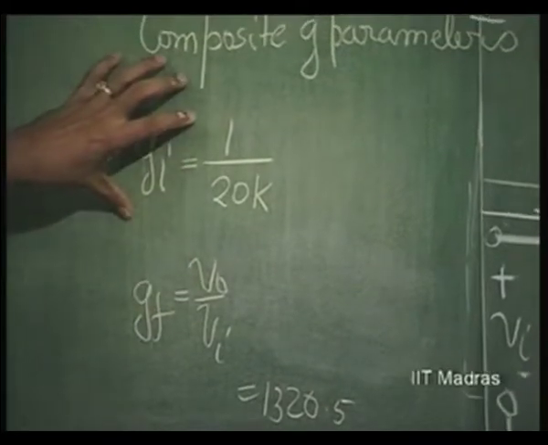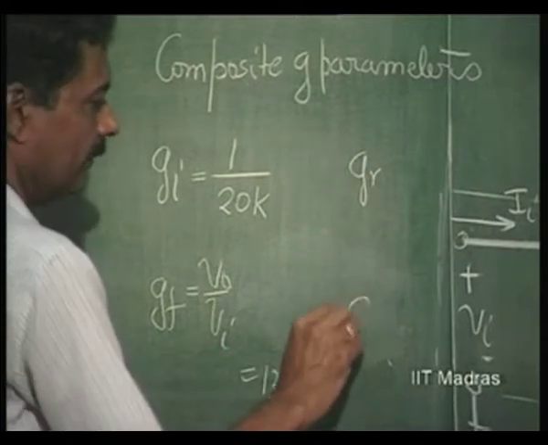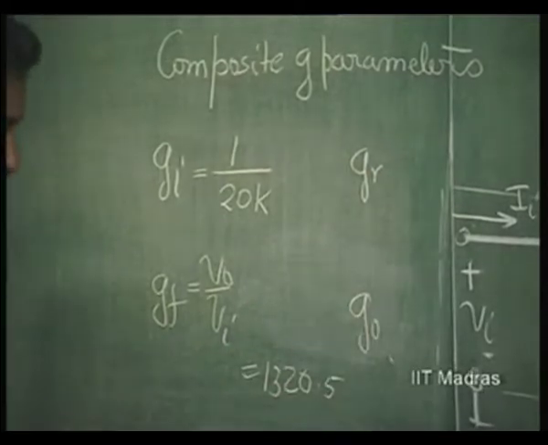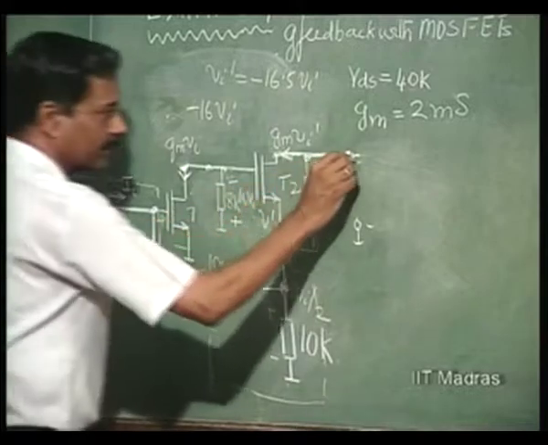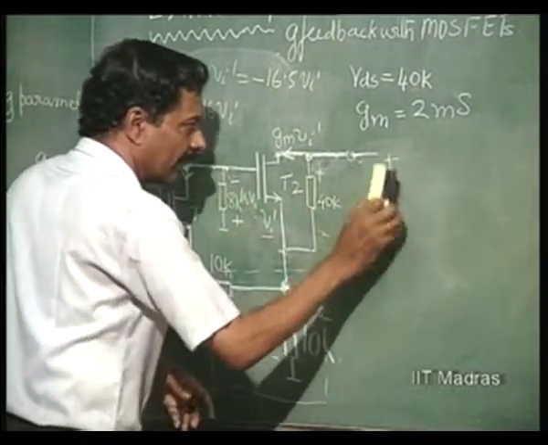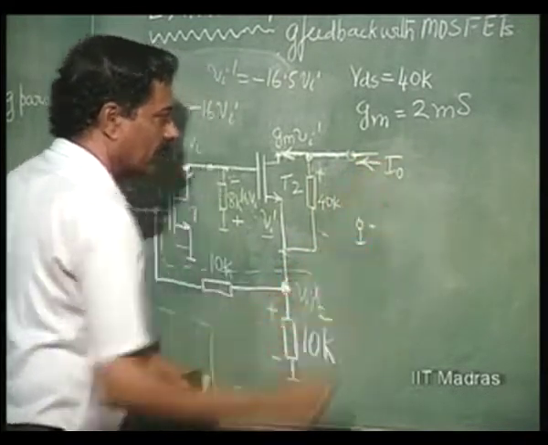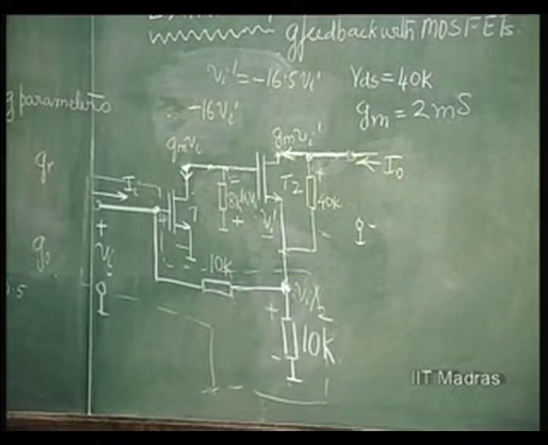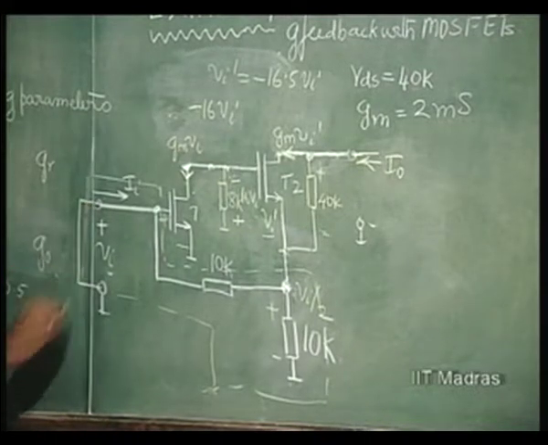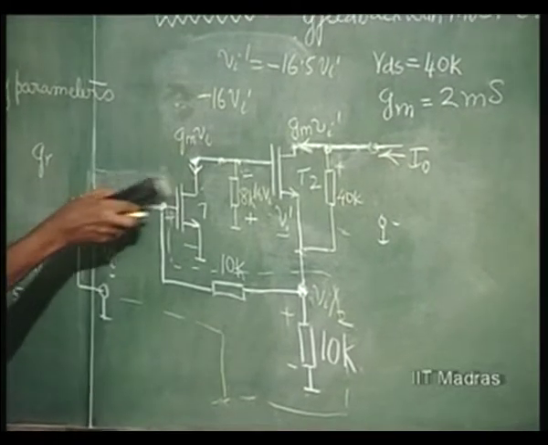We have already evaluated Gi. We now have to evaluate Gr and G naught. What are these parameters? Now, I apply voltage at this point, which I call as, actually I should apply a current here, I naught we will call it, and short circuit this. So it is a parameter with input shorted.